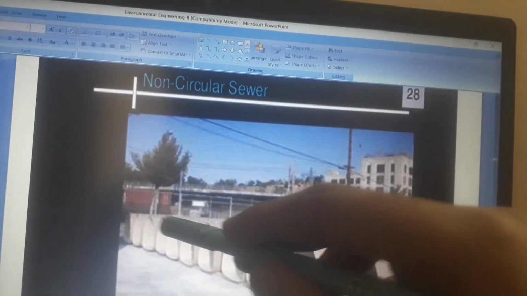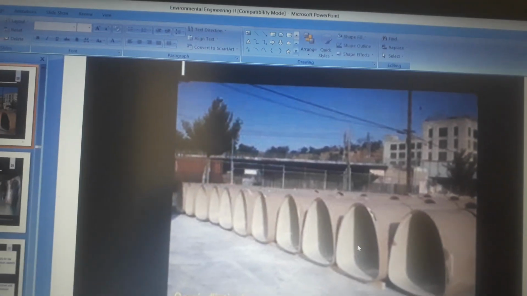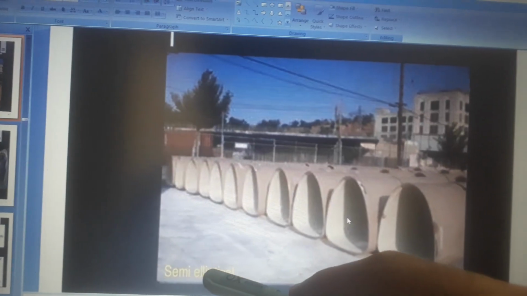These are non-circular sewers. For example, here it is semi-elliptical.